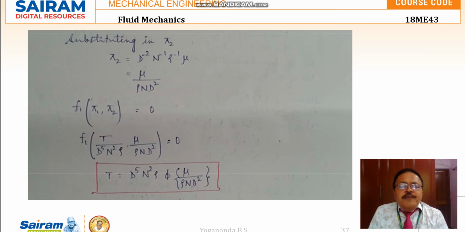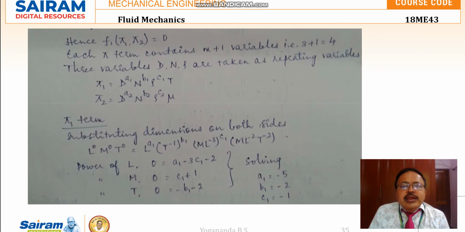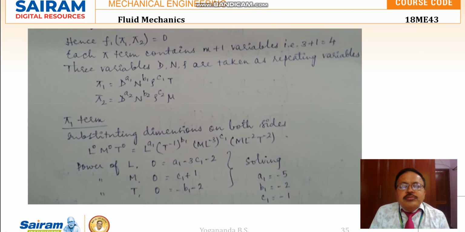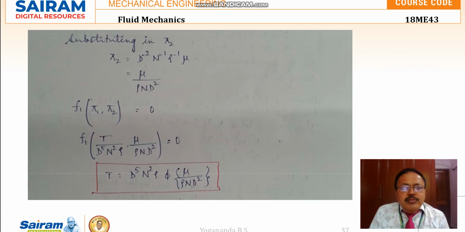Now function of pi 1, pi 2 is 0. Substituting pi 1 and pi 2 in this function, we get T as a function of, where phi represents the function of, this. So this is what is given here. The same expression we are getting finally. So it is proved. The given equation is proved here.